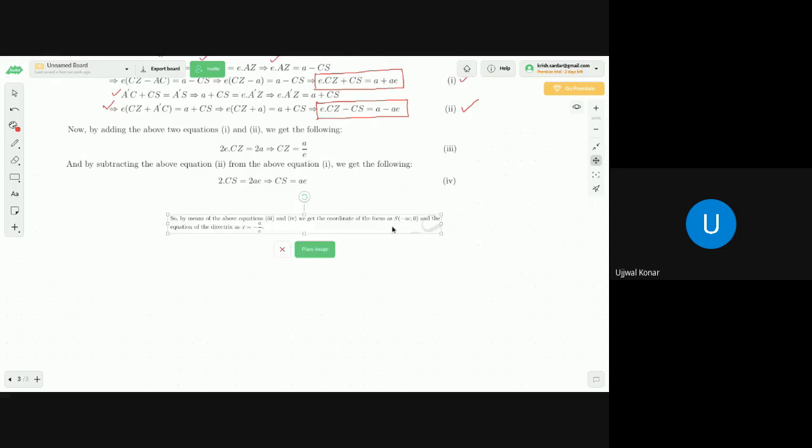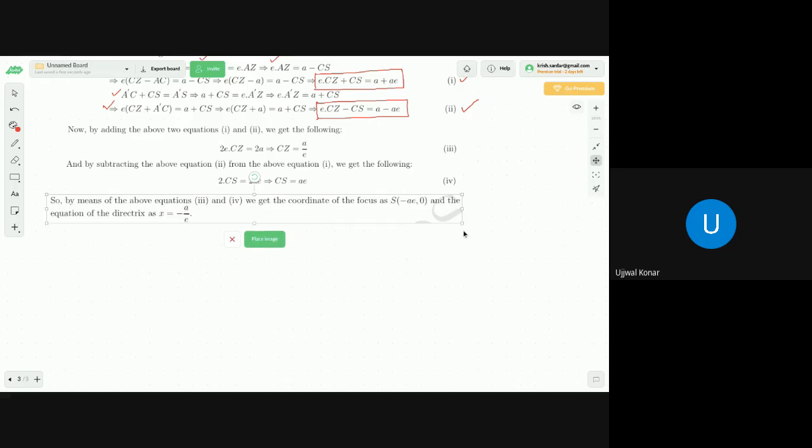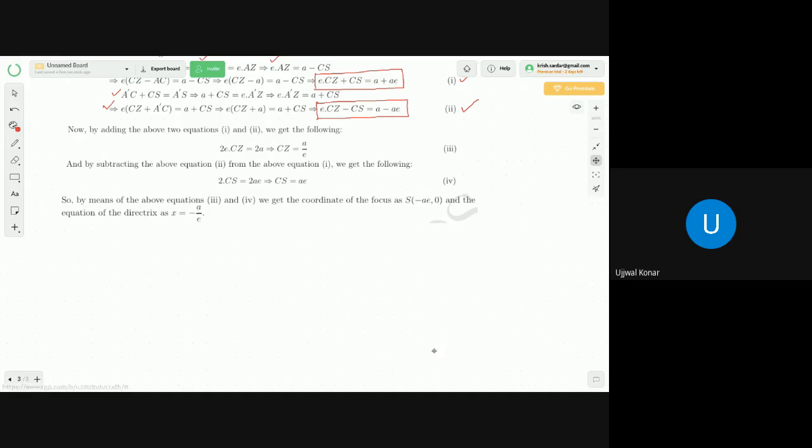So what I'm saying is that it's something like this. Now if we solve equations 3 and 4, you need not solve, just by looking at equations 3 and 4, what we can say is that the focus is minus AE comma 0, and the equation of the directrix is x is equal to minus A by E. Dear students, it may be that you say, okay sir, the picture is not in front of me, so I'm not able to make great sense out of it. So let me place the picture in front of you, dear students. If I place the picture in front of you, then you can understand now.